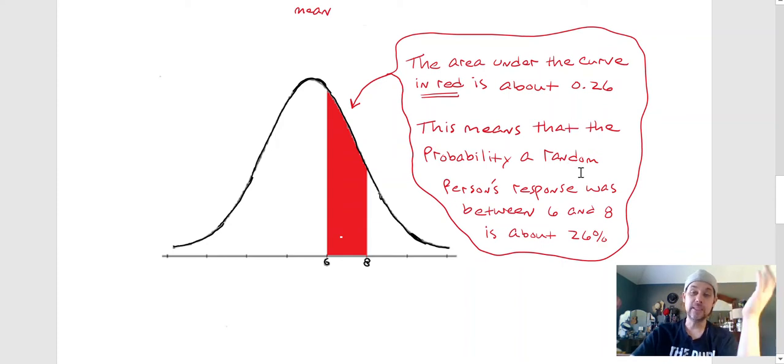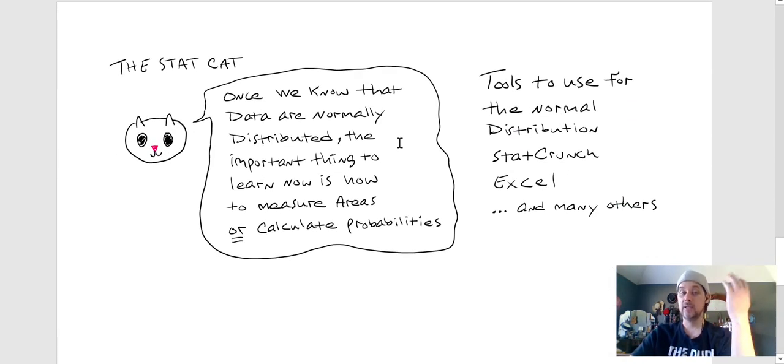It happens to mean that the probability that a random person's response ranking their happiness was between 6 and 8 is 26%. If we just select somebody from that survey pool at random, there's a 26% chance that they rank their happiness somewhere between 6 and 8. So once we know that data is normally distributed, knowing how to get that number is one of the most basic and important things that we need to learn how to do.